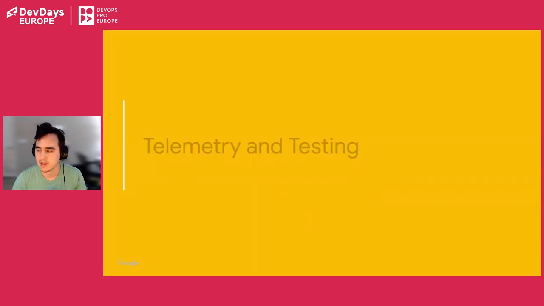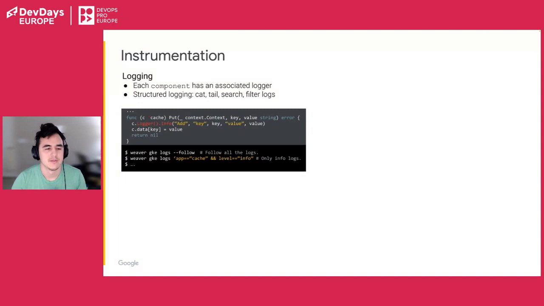Now let's move on to telemetry and testing. This is making sure my app does what I expect it to be doing. The first thing here is logging. We have an API for logging. That is not particularly noteworthy. In fact, we use a standard logging interface, so there's nothing really novel there. But the cool thing is what happens to those logs.